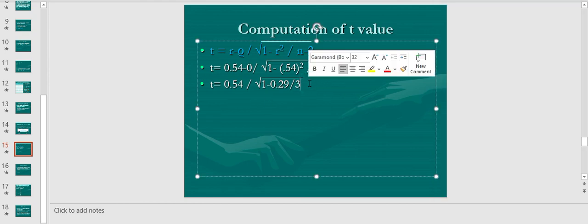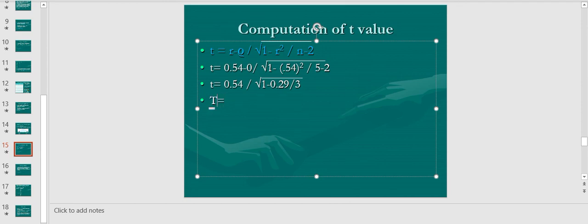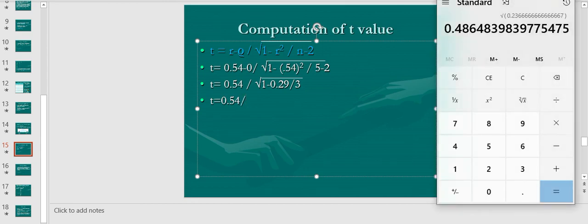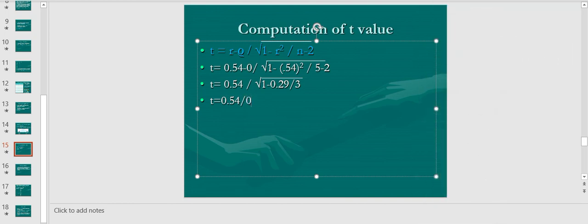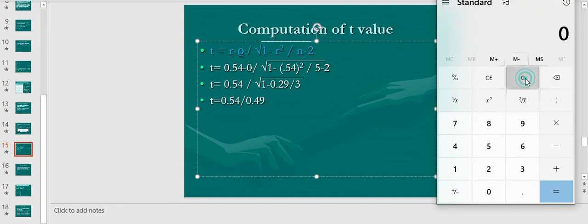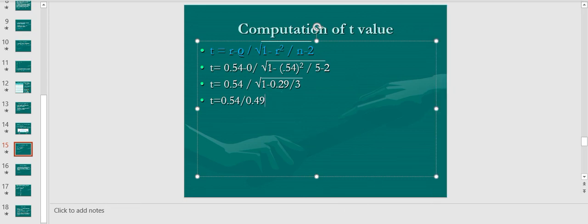So the standard error is 0.49. Then 0.54 minus 0, divided by 0.49, is equal to 1.10. The value of t is 1.10.